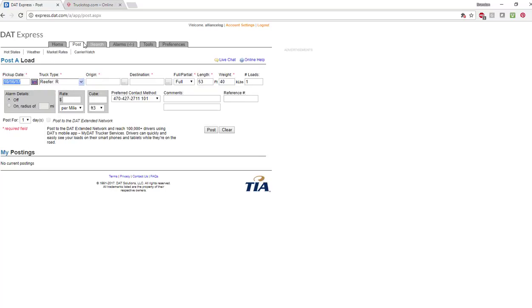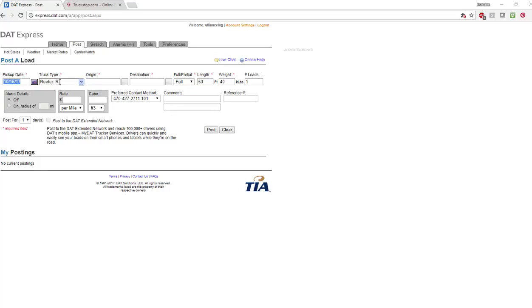So across the top here, I want to get the highlighter, make sure you can see it. Home, post, search. We're going to deal with posting now because we're posting a load onto the load board so that carriers can see it and call to negotiate.